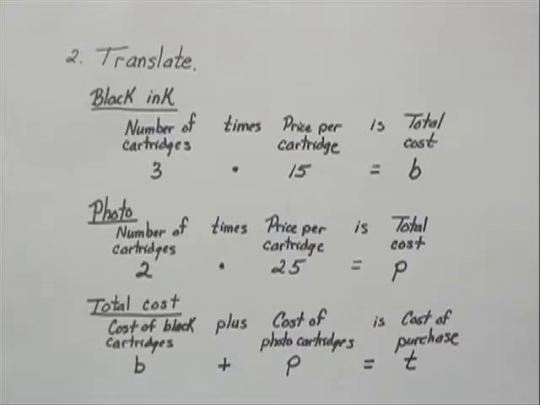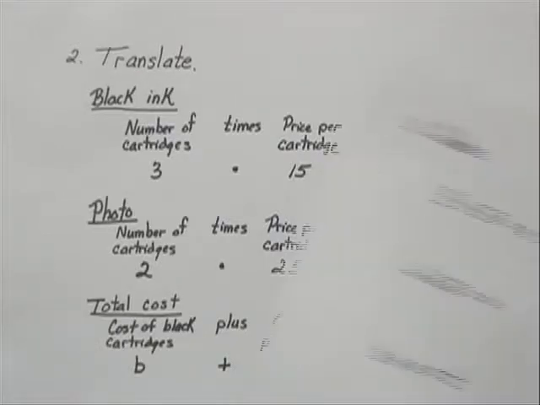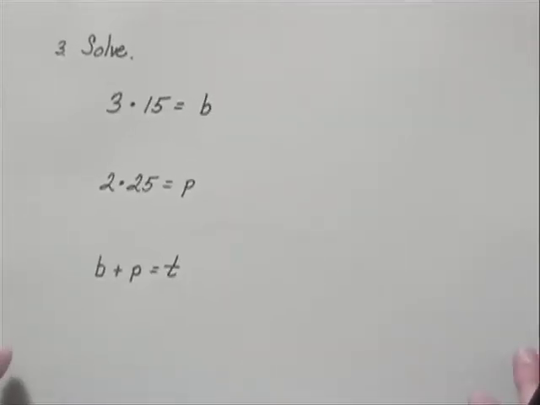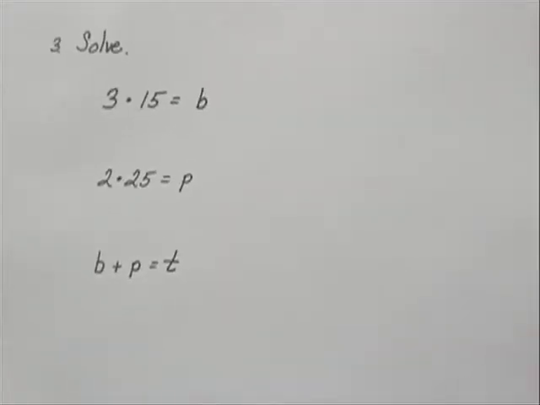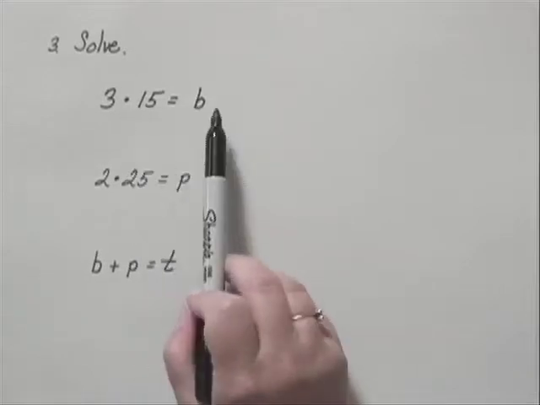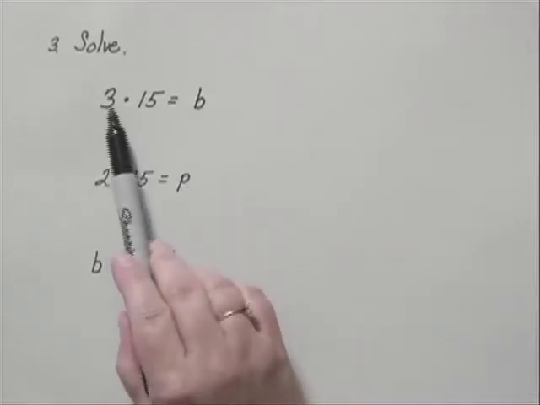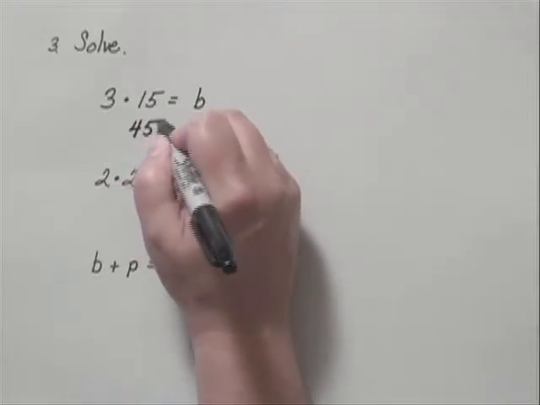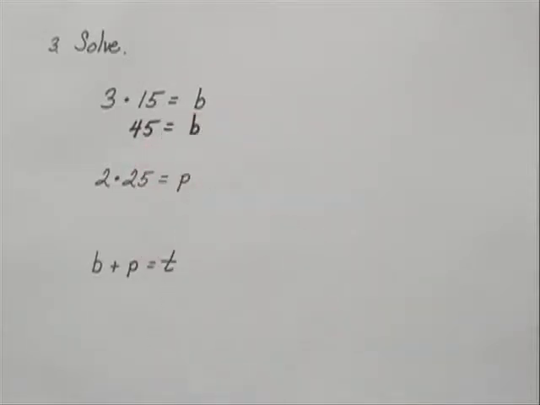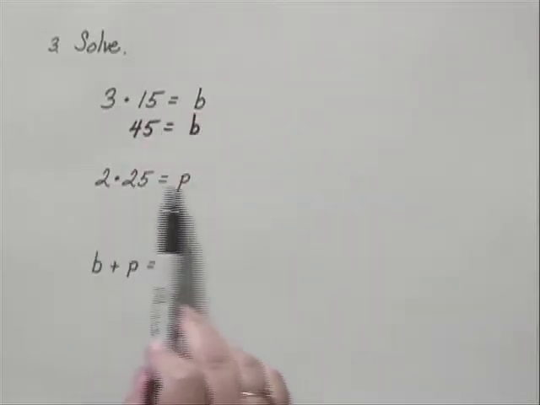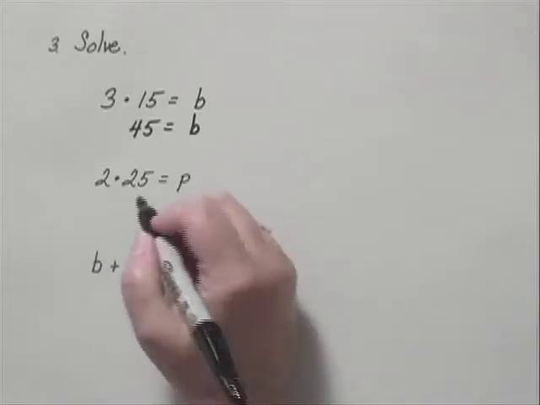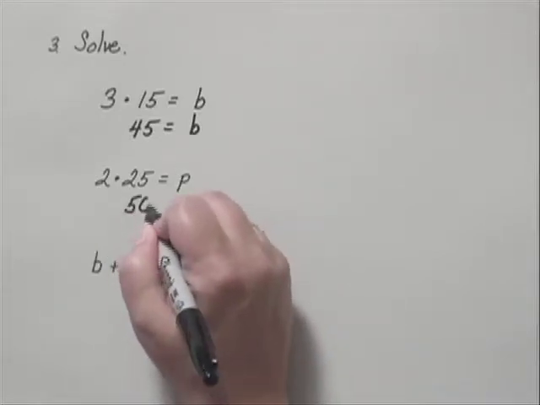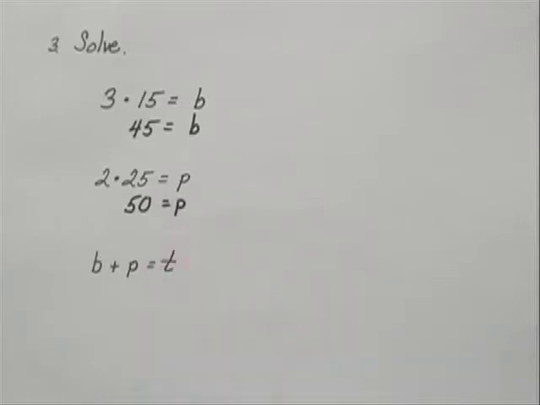So we now have 3 equations to solve in our solve step. Now fortunately, none of them will take a long time to solve. For the first one, 3 times 15 equals B. We simply need to multiply 3 times 15, and we get 45 equals B. For the second one, 2 times 25 equals P. Well, 2 times 25 is 50, so we get 50 equals P.